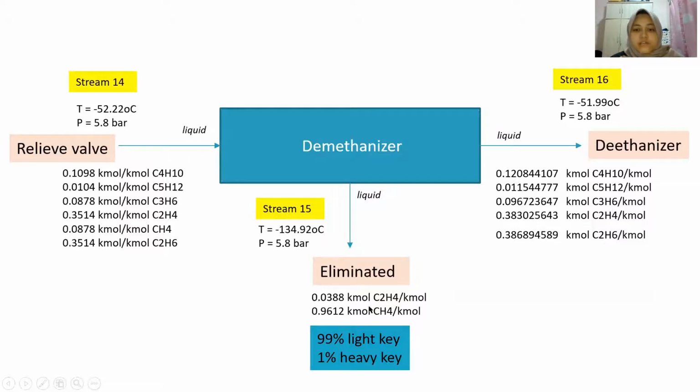And some of the ethylene will also be removed in the overhead stream because it has a low boiling point. For the heavy key, which is ethylene, 1% of the ethylene will be removed in the bottom stream. Here, the methane will be eliminated because we couldn't sell it, as the purity is not our desired purity. And then the bottom stream will go to the deethanizer.